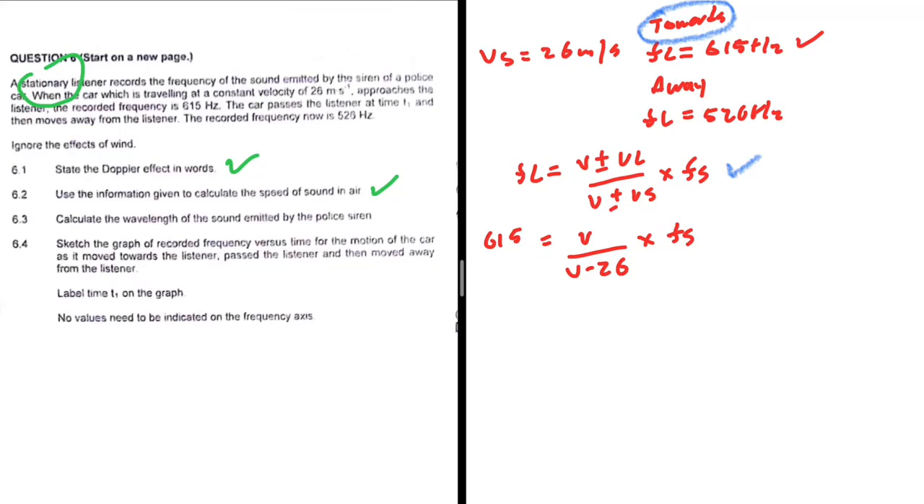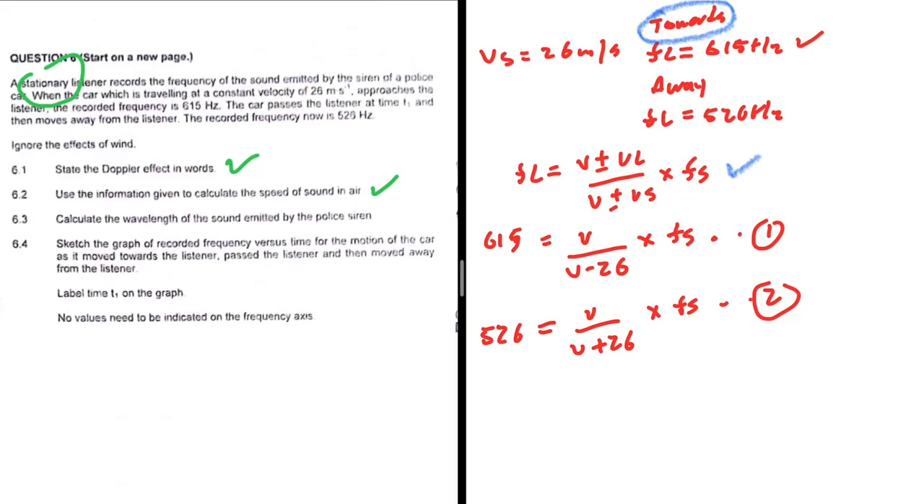Let's take a look at the case where it is moving away. When it is moving away, the observed frequency is 526 hertz. And then we have V divided by V, and now that it is moving away, you're going to have plus 26, multiplied by Fs. Fs is all the same because that is the emitted frequency. So we have these two equations, equation 1 and equation 2. And what we need to do is to solve simultaneously.